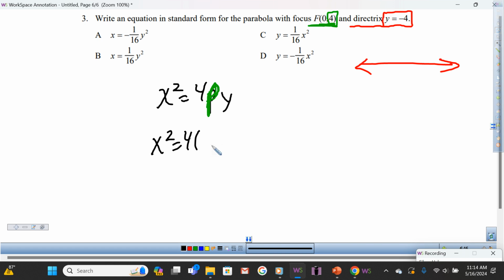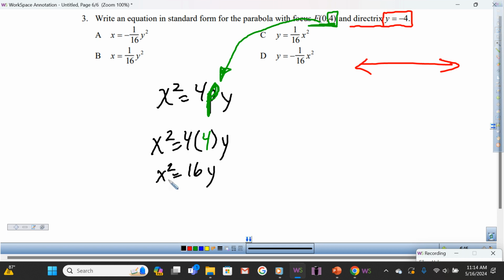So, bring everything else down. X squared equals 4 parentheses y. And we're going to substitute 4. And it comes from the focus. Draw an arrow so you can remember. The number other than 0 goes here for p. So let's simplify. X squared equals 16y.